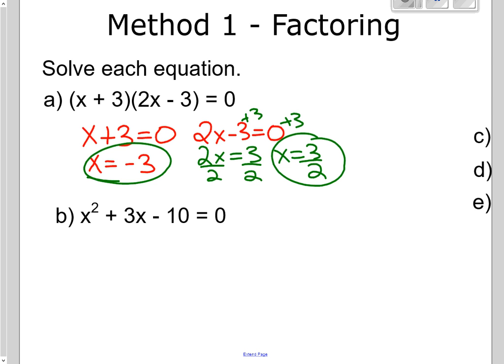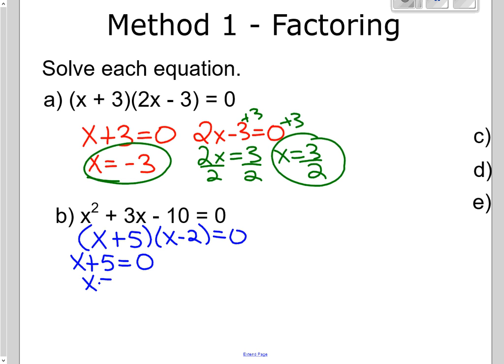Okay. But what if it's not in factored form? Well, if it's not in factored form, that's when we're going to look at it and say, whew, I hope I can factor this. So two numbers that multiply to negative 10 but add together to give me positive 3 are going to be a positive 5 and a negative 2. And I'm going to take each one of those factors and set them equal to 0 and solve for x. And look at that, I have two solutions here. x equals negative 5 is one of my solutions, and x equals 2 is my other solution. Both of those would work in the equation, making it true.